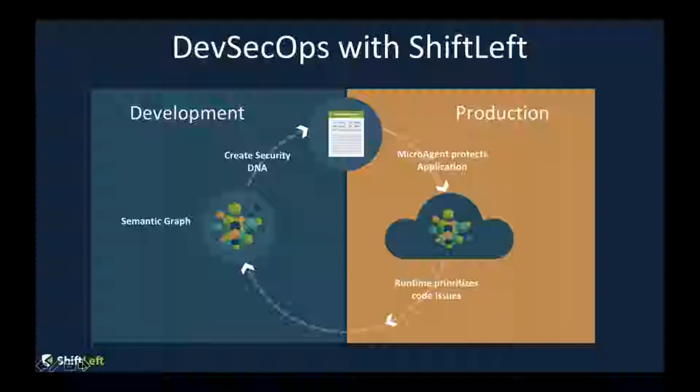This micro agent is looking for real-time runtime issues and real-time exploits, and is able to give you more actionable feedback as to which issues you need to prioritize when it comes to addressing issues in your code, because now we know which issues exactly manifested at runtime. So let's look at the requirements of DevSecOps and how with shift left we address them.